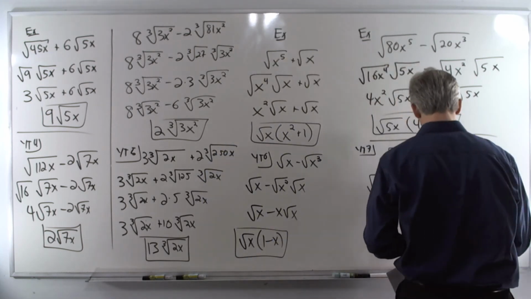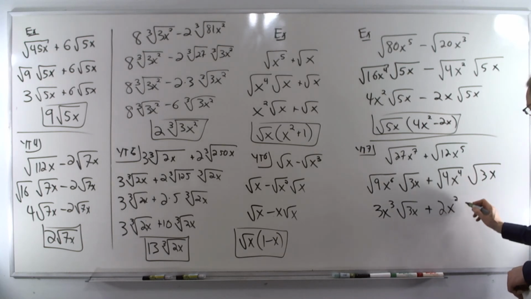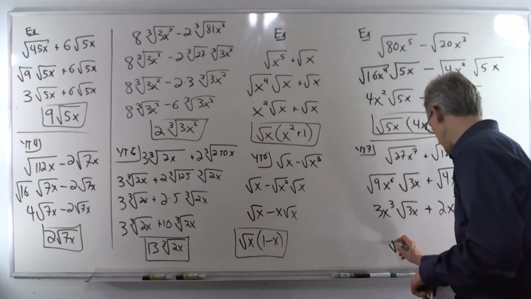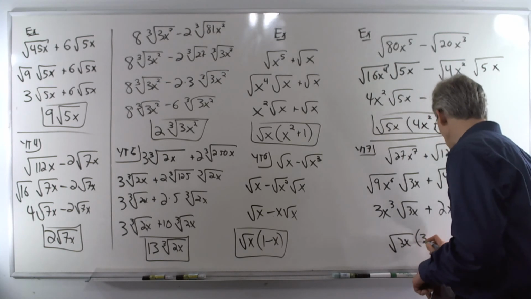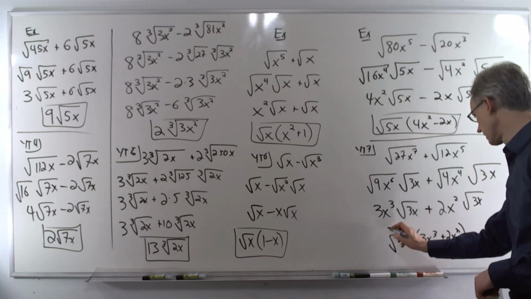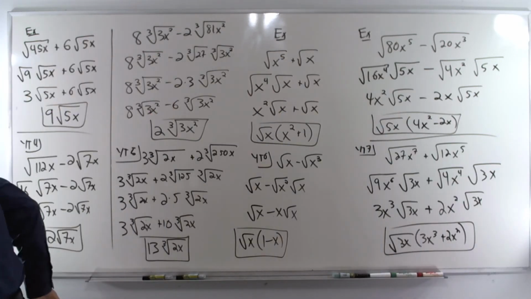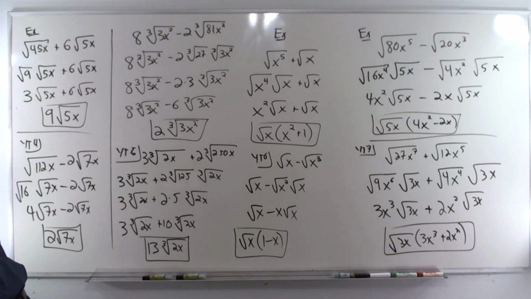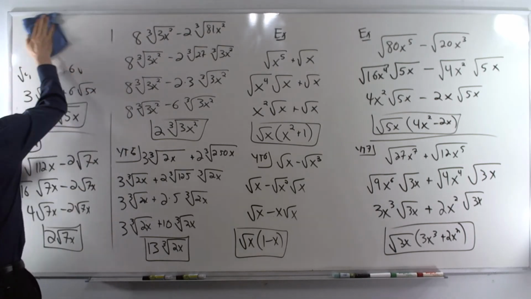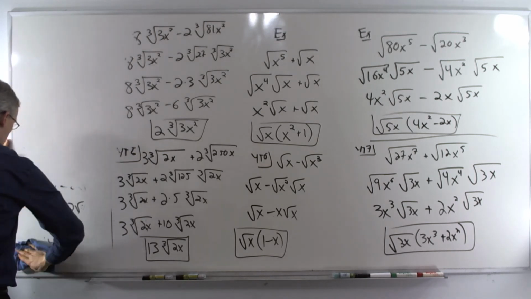And over here, this turns into 2. Square root of x to the 4th is x squared. So 2x squared times the square root of 3x. Now we'll factor out the radical. And we get 3x to the 3rd plus 2x squared inside the parentheses. All right, next up we'll look at some higher indices.